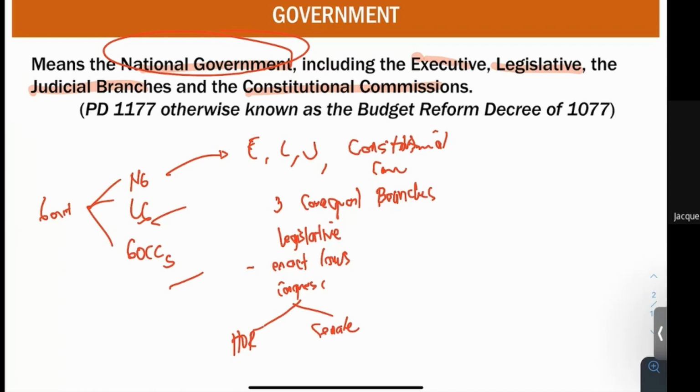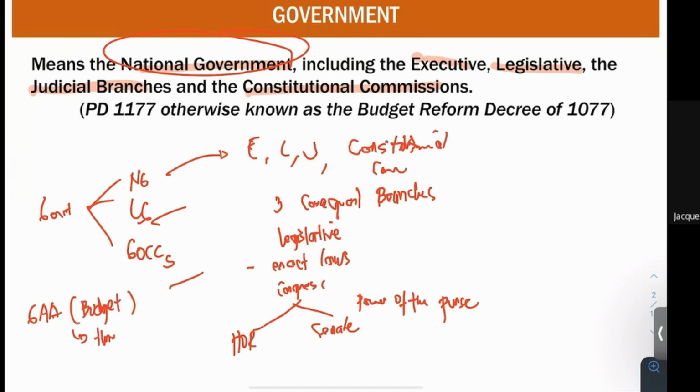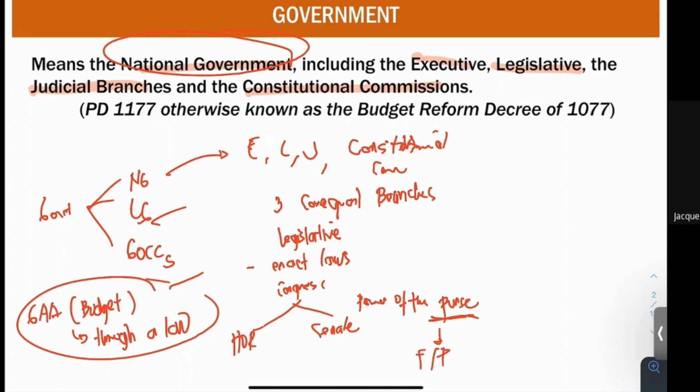What we want to learn here in your legislative is that they have the power of the purse. So why do we say it has the power of the purse? The legislative has the power of the purse because, as we all know, the General Appropriations Act or the national government budget is passed through a law. Therefore, there cannot be a usage of our purse or our funds or properties without an enactment of a law. That's why we said that the legislative has the power of the purse.